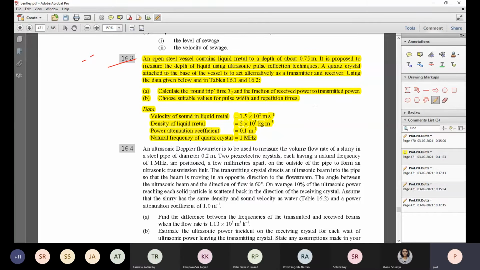So, round trip time is very simple, that is 1 millisecond. Then for the fraction of received power to transmitted power, so you have... how can I draw here?